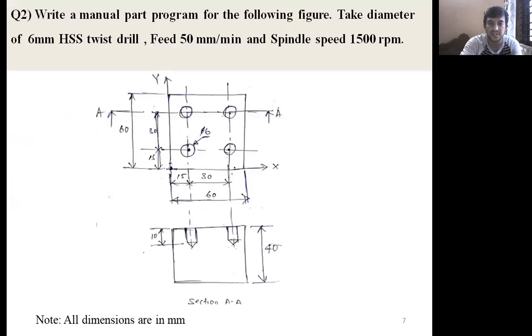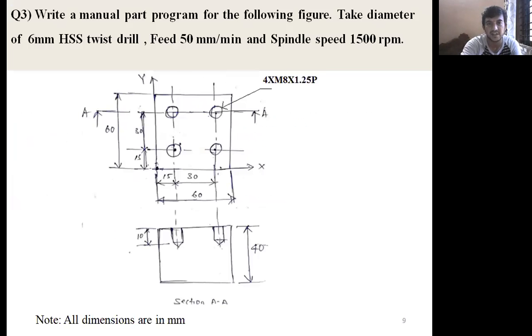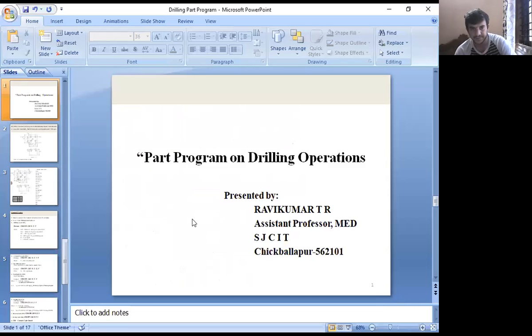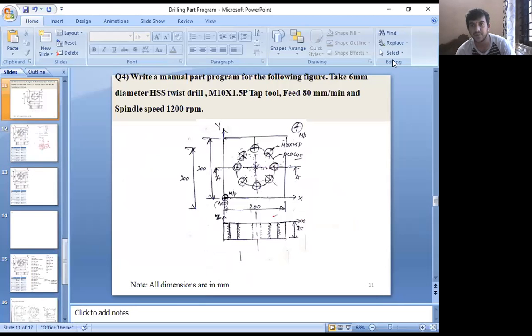Right? In the last class we also discussed how to write the manual part program without the canned cycle and with the canned cycle. Now we'll take the next program. Take the next program in your notebook and write down: write a manual part program for the following figure.